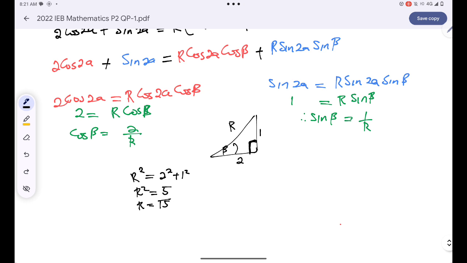Are we together? And then how can I find beta? I know that the tan of angle beta is equal to opposite over adjacent. So the angle beta is tan inverse 1 over 2.